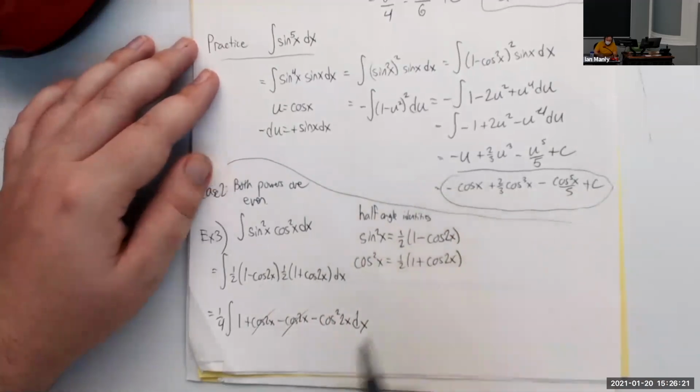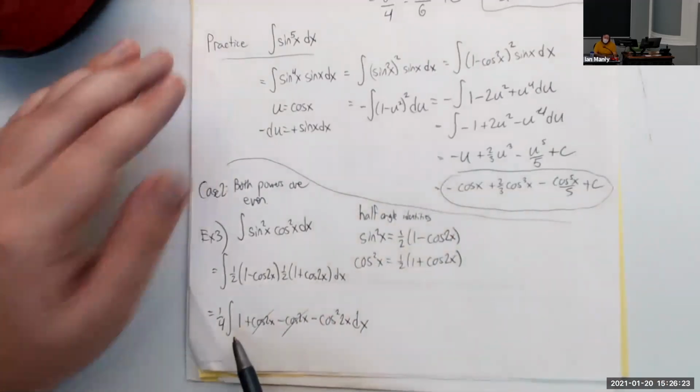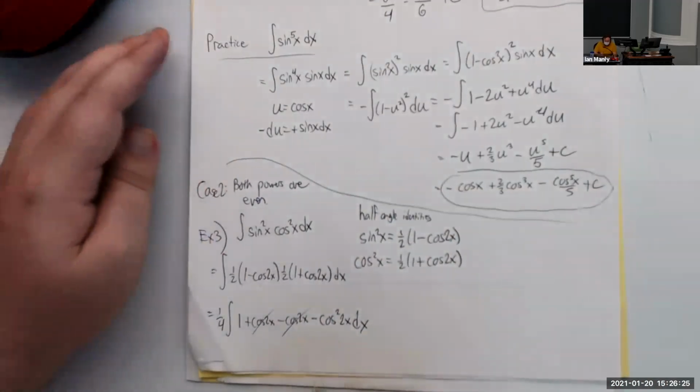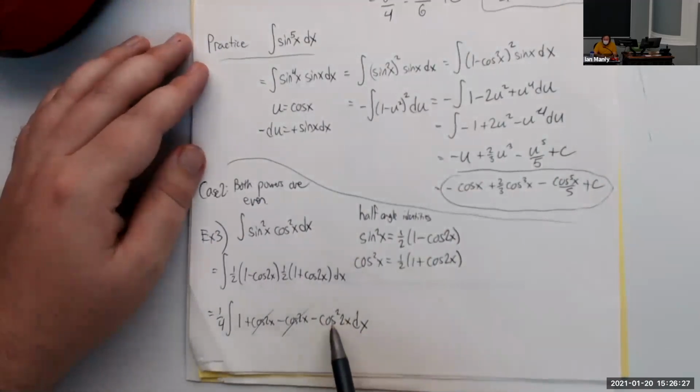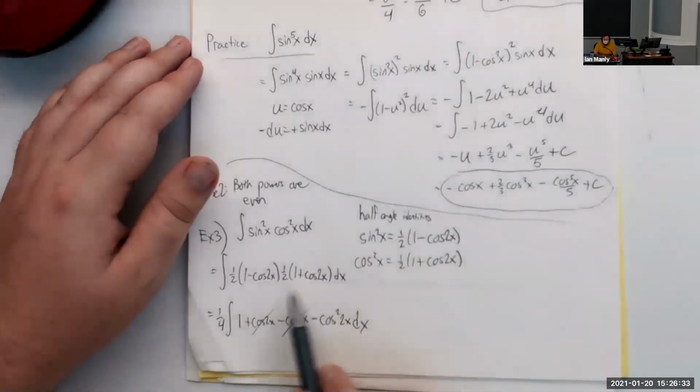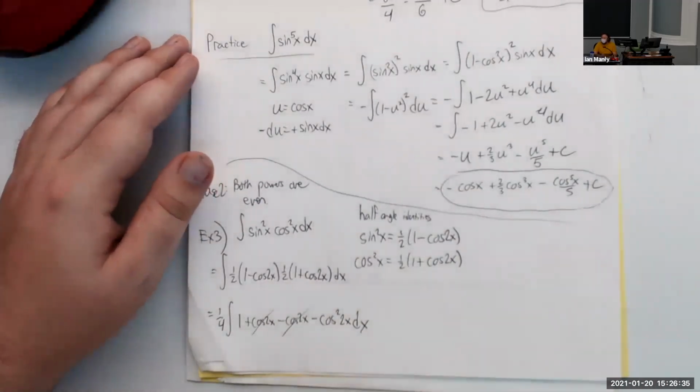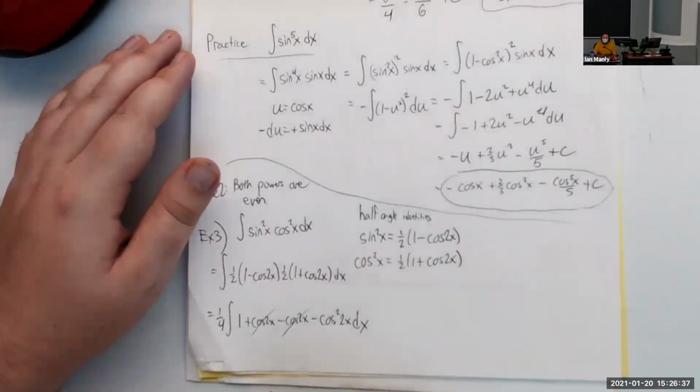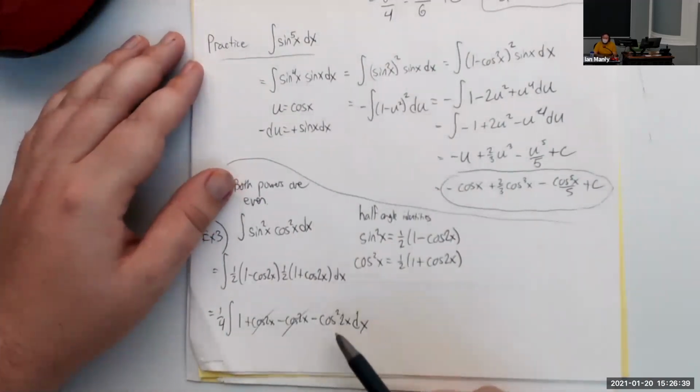Okay, now it looks like we're almost good to go here. We could definitely integrate 1. That's not going to be a challenge. But the problem is that we have another cosine squared here. So we didn't get rid of all of the squares. We ended up getting another one from what we just did. So what do you guys think I should do now? What do you suggest that I should do to fix this?